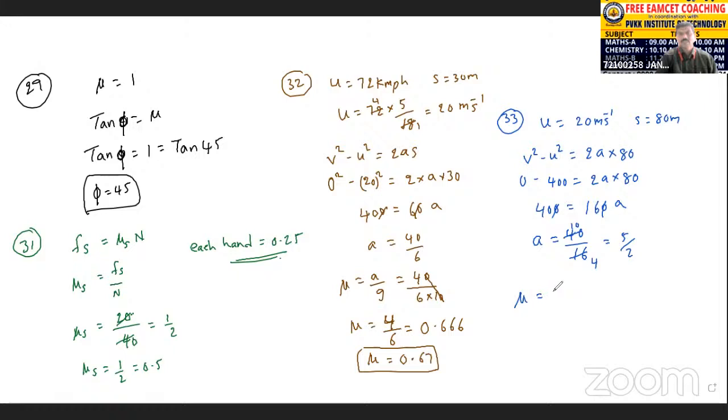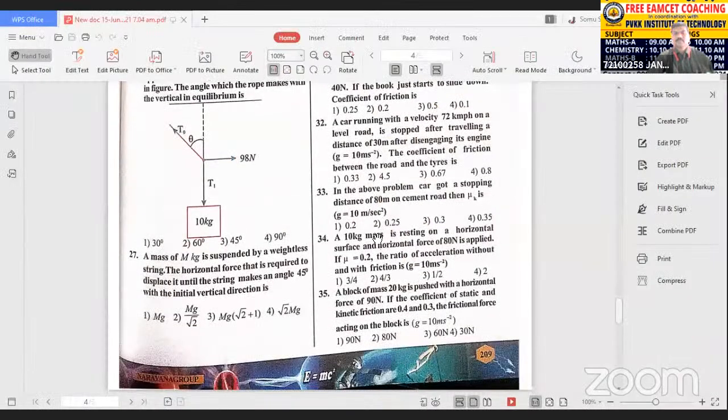Now find out mu. Mu is equal to a by g. A is 5 by 2, so 5 by 2 by g. G means 10. So that is equal to 1 by 4. So mu is equal to 0.25. Yes, in the options, 0.25, the second option is correct.